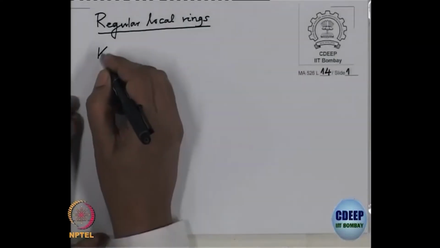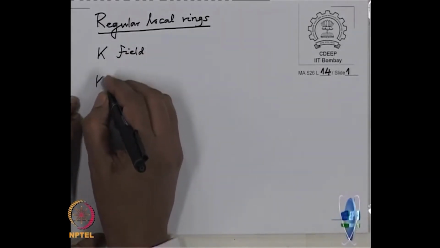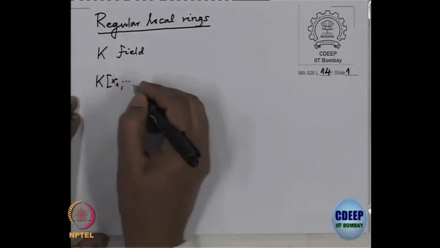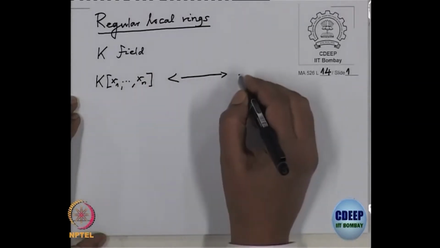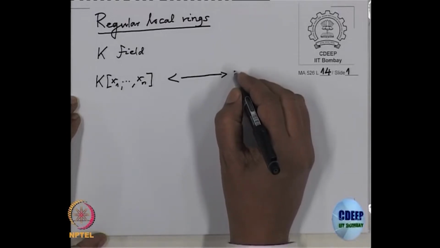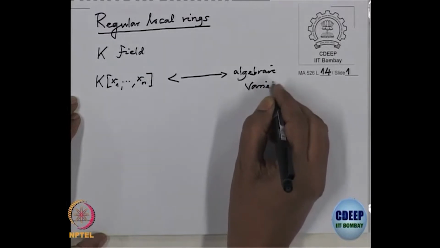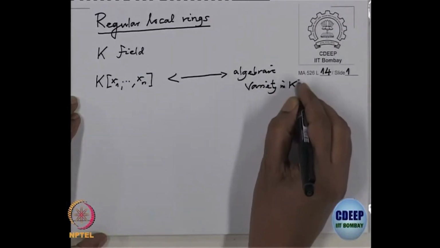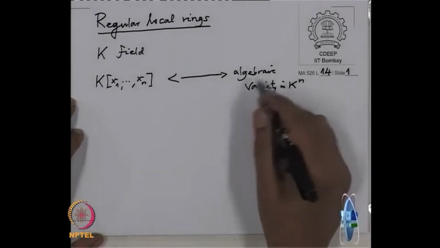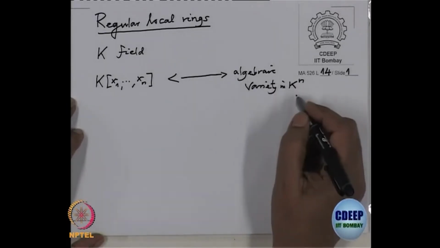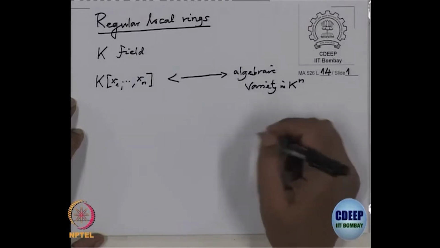If K is a field and we have a finite type algebra over K, then this corresponds to a so-called algebraic variety in K^n. So, we want to study this, and when one talks about a variety, it is equipped with the topology coming from the Zariski topology. So, one wants to study points on this and especially the local behavior at the points.